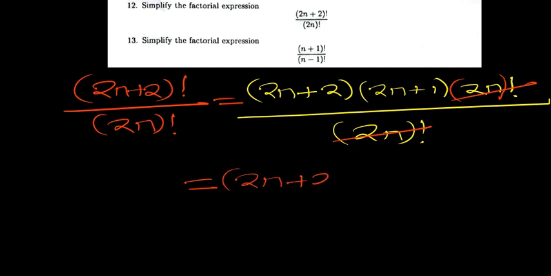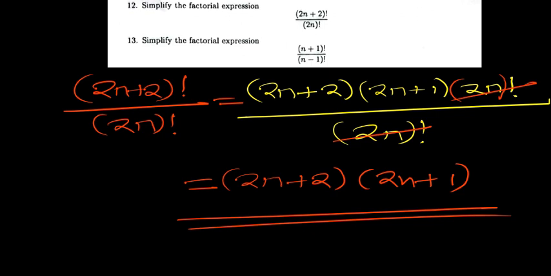(2n + 2)(2n + 1). If you want, you can go beyond and just multiply this, but I think the idea is I want to see you do away with the factorial there. Okay, pause the video and try out the other one.